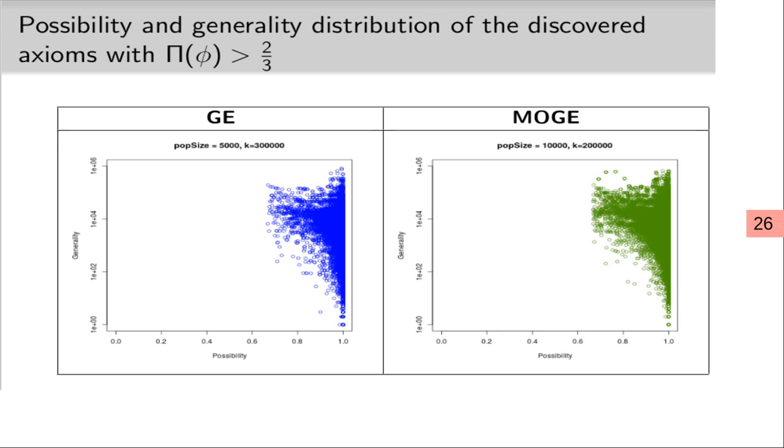And we also consider the possibility and generality distribution of the axioms, and we can see the number of highly qualified axioms is still maintained in the MOGE system. Besides, based on the specific resulting statistics, the number of axioms obtained from MOGE in the best setting is much greater than the figure extracted by the grammatical evolution, and with a smaller value of total effort reflecting the cost of evaluation. It means the MOGE is clearly more effective in inducing highly qualified axioms.